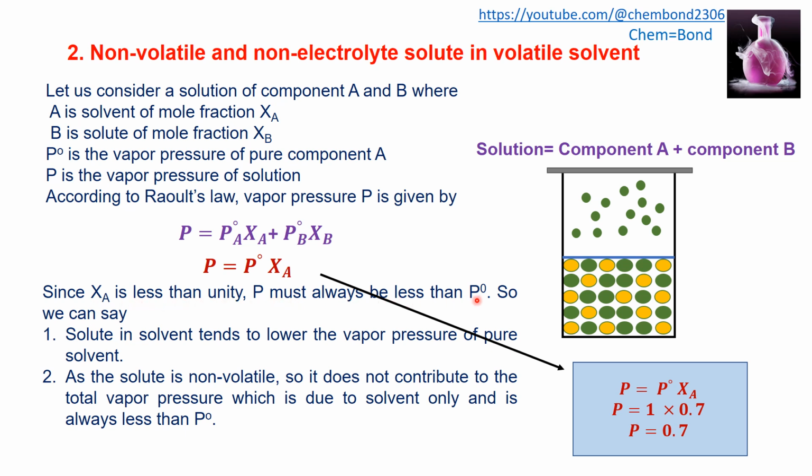From this we can say that the solute in solvent tends to lower the vapor pressure of pure solvent. And if the solute is non-volatile, it does not contribute to the total vapor pressure, which is due to the solvent only, and it is always less than P naught. So the vapors are formed from solvent only. There is no contribution of vapors from solute. So in this case, the solution vapor pressure is less than that of the pure component or solvent.